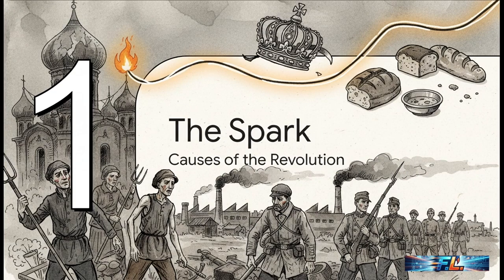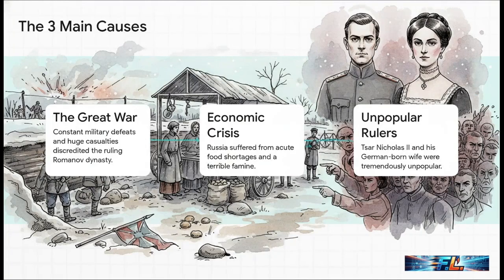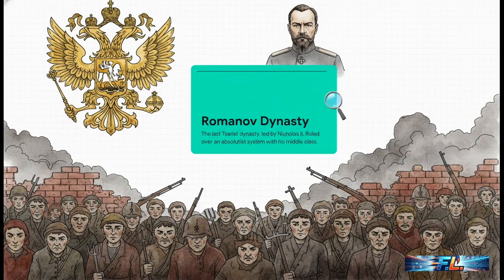Okay, so to understand the explosion, you really got to understand the pressure cooker it was in. In the early 20th century, Russia was a society on the absolute brink, with three core issues just fueling the fire of revolution. First up, Russia was getting absolutely decimated in World War I. Constant humiliating defeats and millions of casualties. This totally discredited the ruling Romanov dynasty. Second, the war effort crippled the economy, which led to severe food shortages and widespread famine in the cities. And third, the Tsar himself, Nicholas II, and his German-born wife, Alexandra, were seen as incompetent and completely indifferent to their people's suffering.